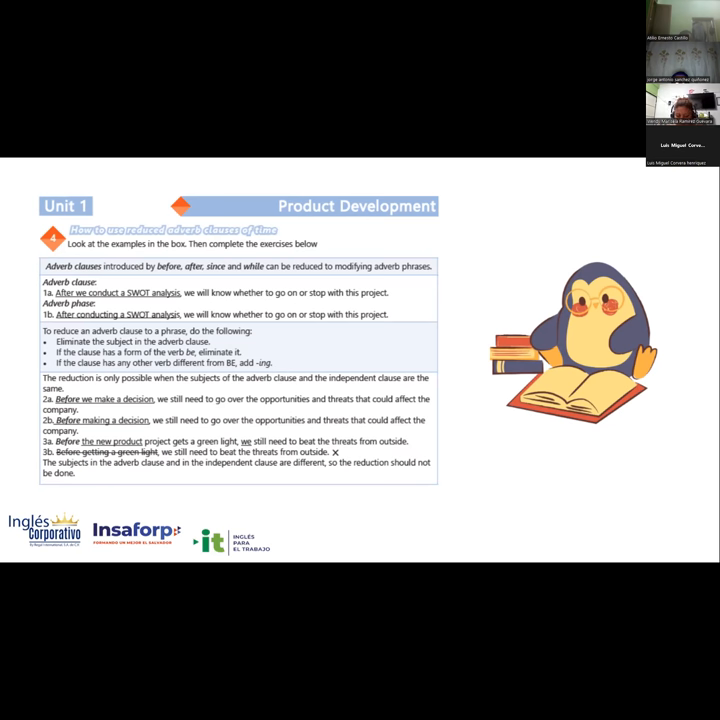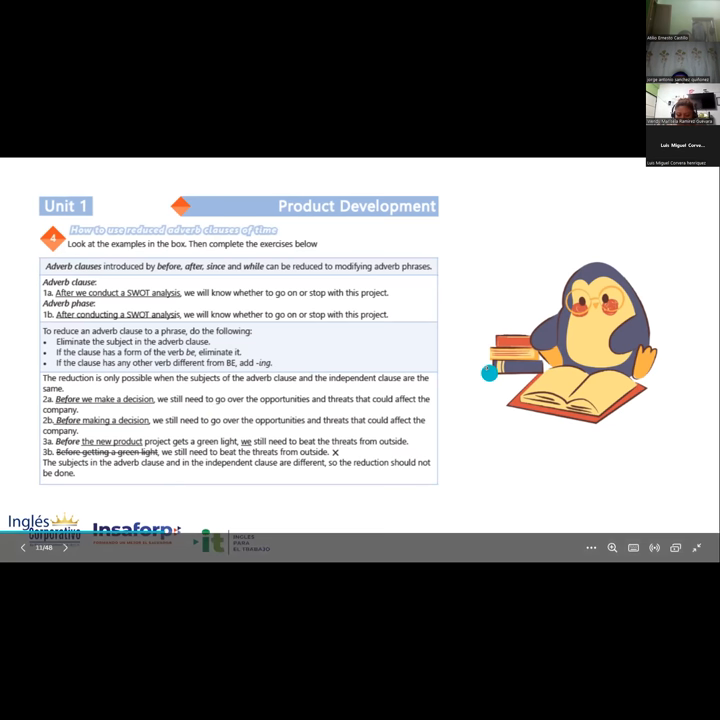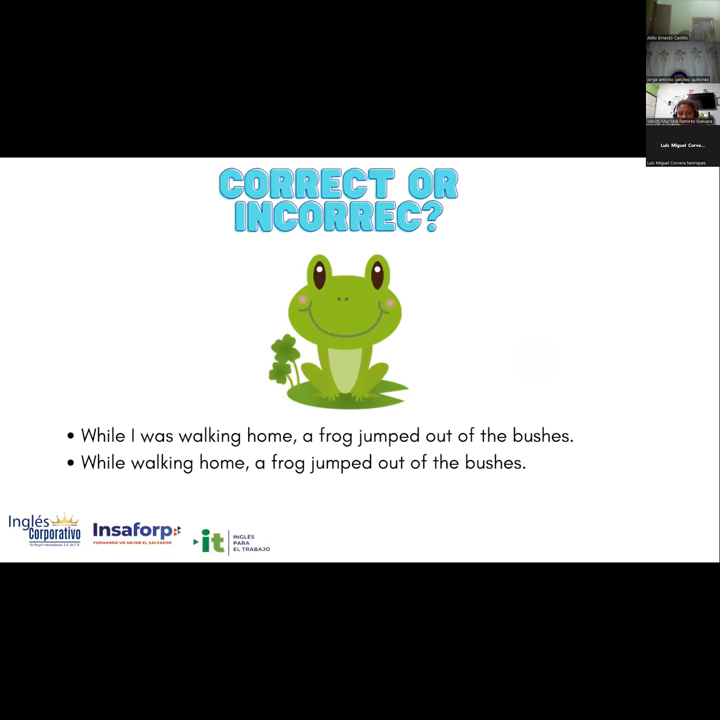Okay, it's kind of easy, right? If we follow the rules and keep the rules in mind, okay? Now let me ask you something. Is this sentence correct or incorrect? And there is a misspelling, okay? But is this sentence correct or incorrect?